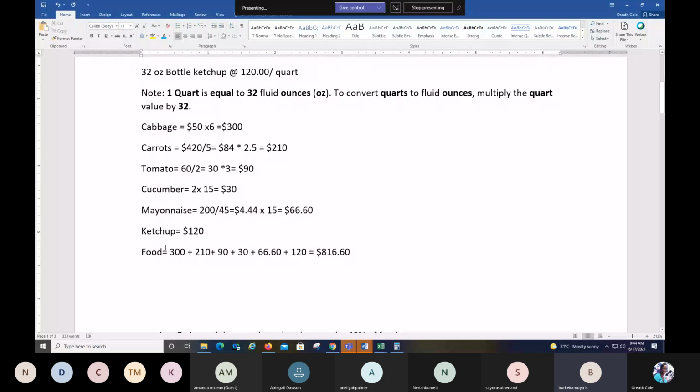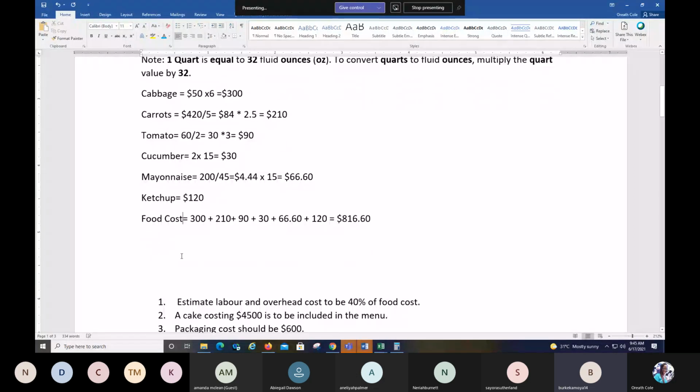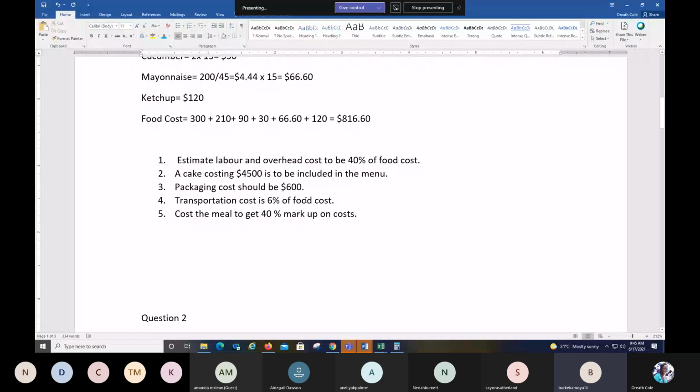But now let's go to the question. It says estimate the labor cost at 40%. It also said the cake costs $4,500 to be included in the menu. Packaging cost $600. Transportation 6% of food costs, and the cost of the meal to get a markup of 40% on cost. So what's the next thing we're going to be doing?